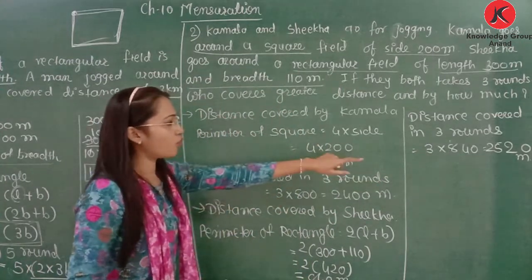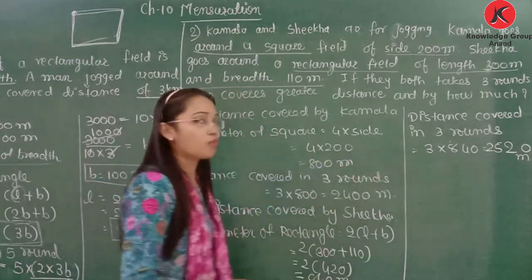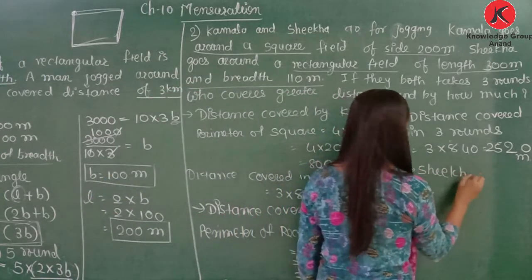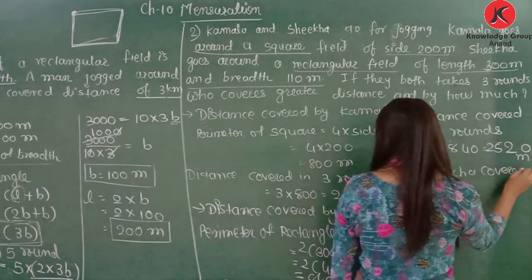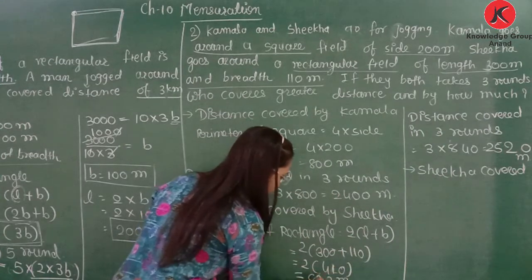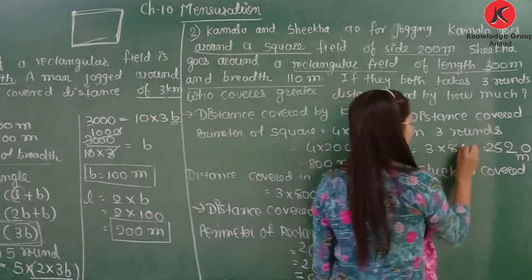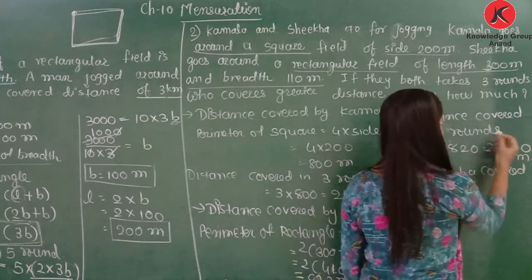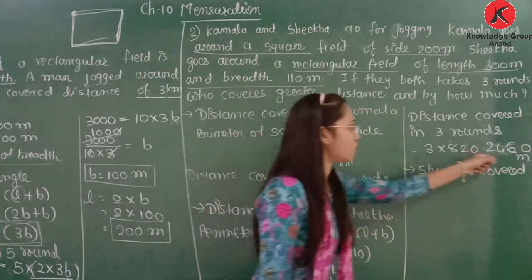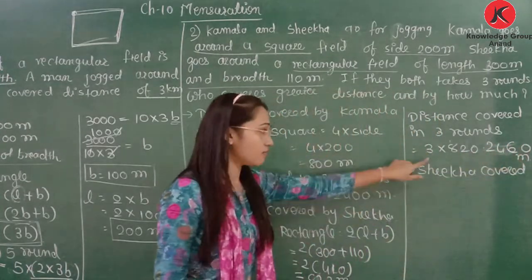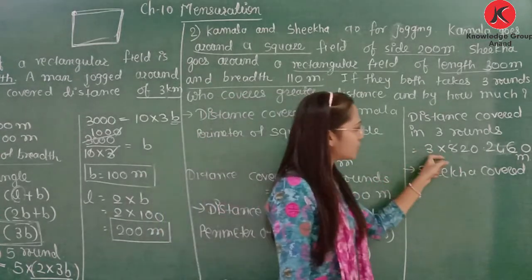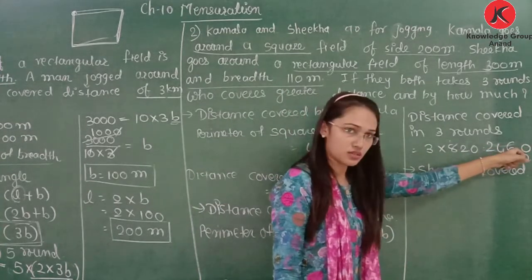So who covers more distance? Shikha covers more distance. So that is one correction here. It is 110. So we will have 820. Here we also have 820. So now again it is 2460, but still Shikha covers more distance because this is the distance covered by Kamla, that is 2400, and by Shikha it is 2460.